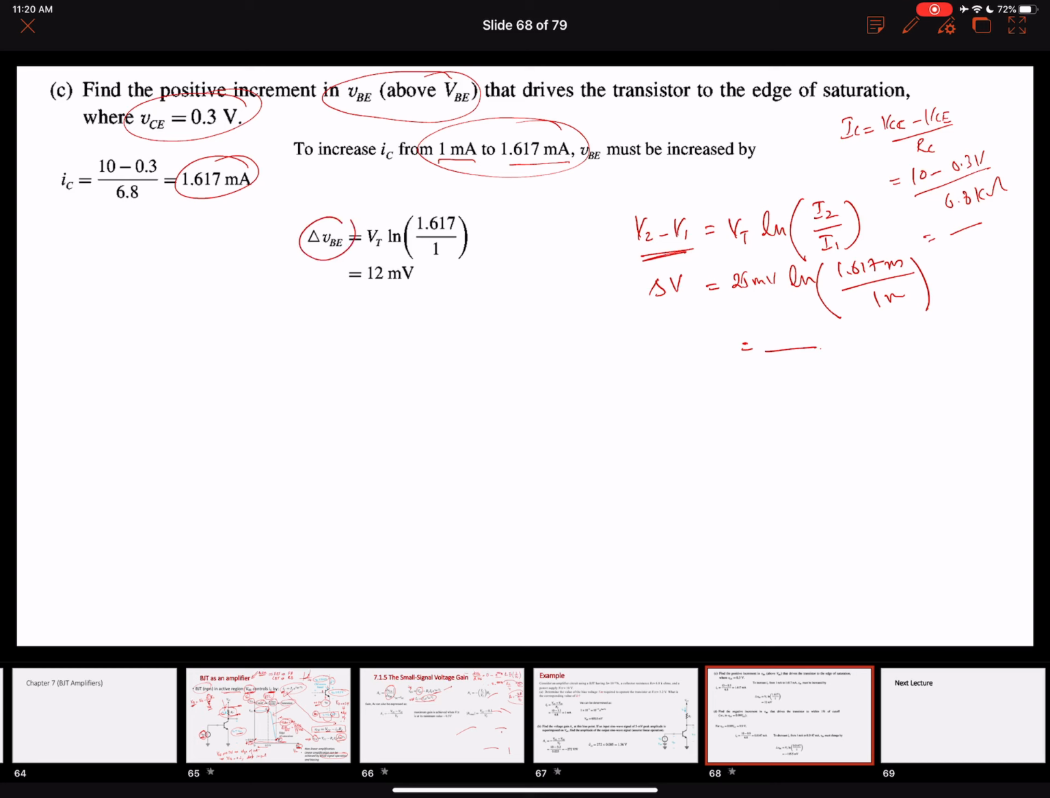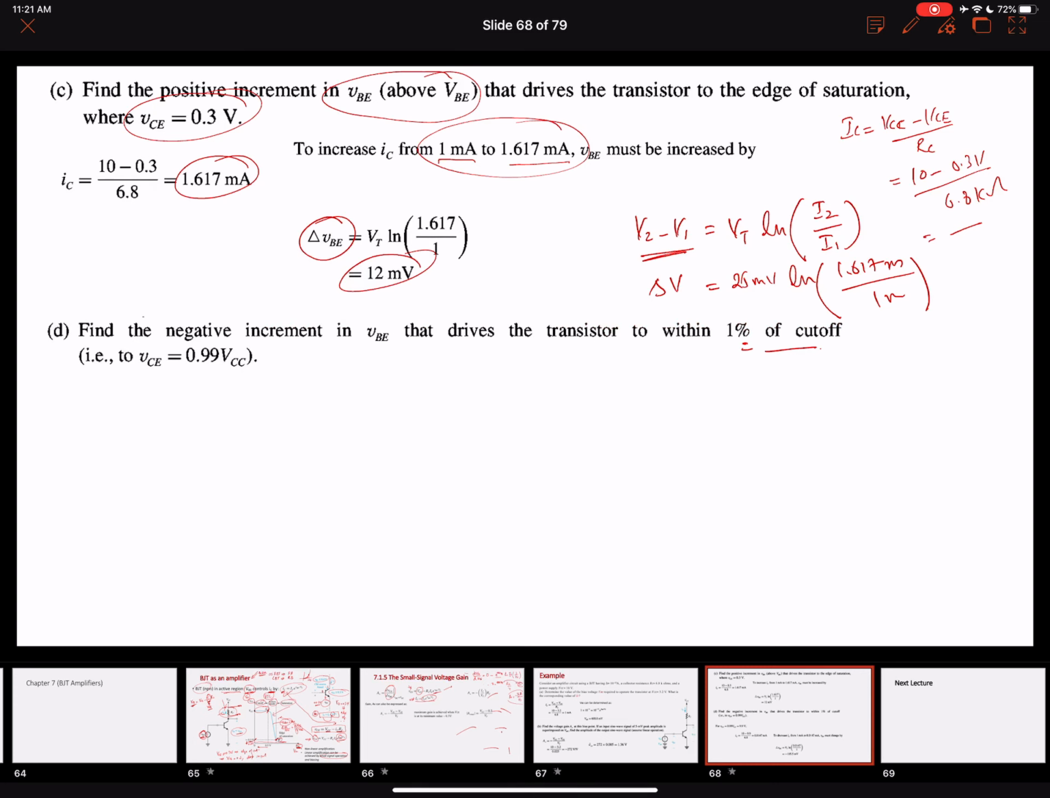Since the value is positive, this will be a positive increment. The positive increment needed in the base to emitter voltage will be 12 millivolts, and this change will result in moving this transistor to the edge of saturation.